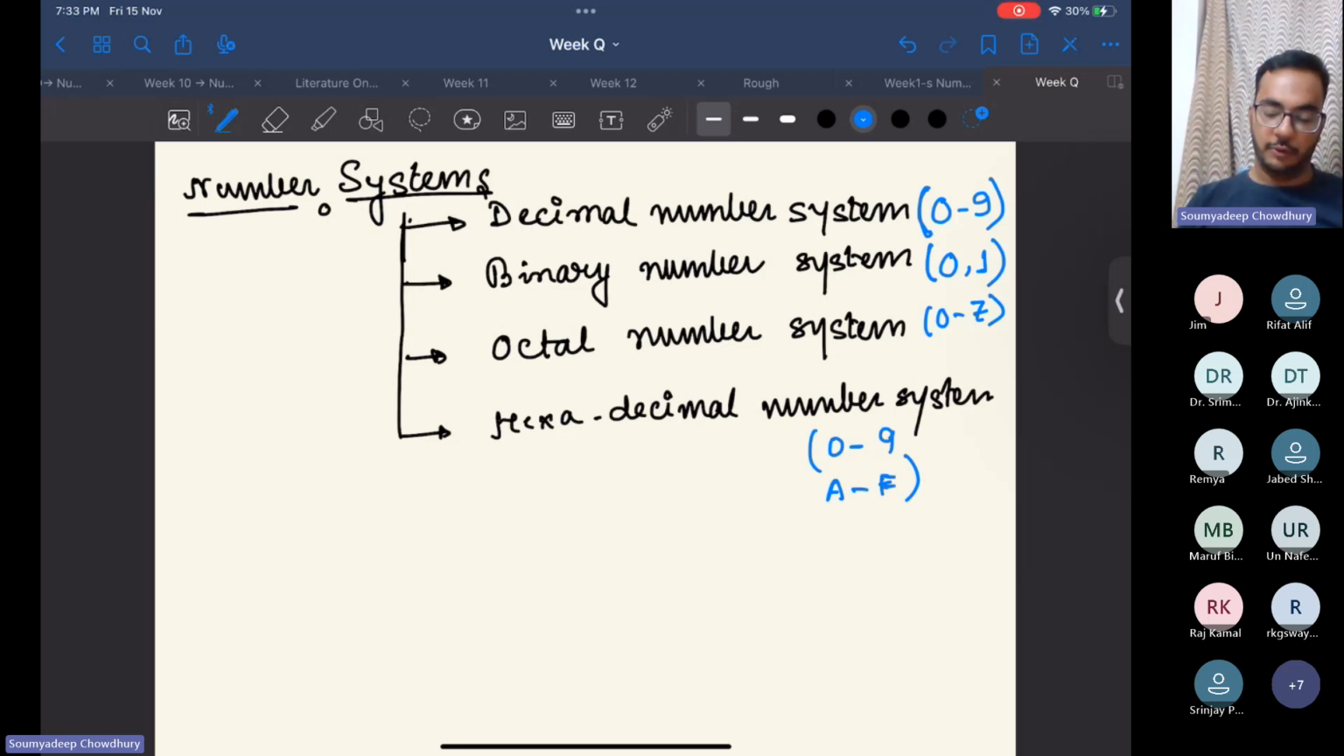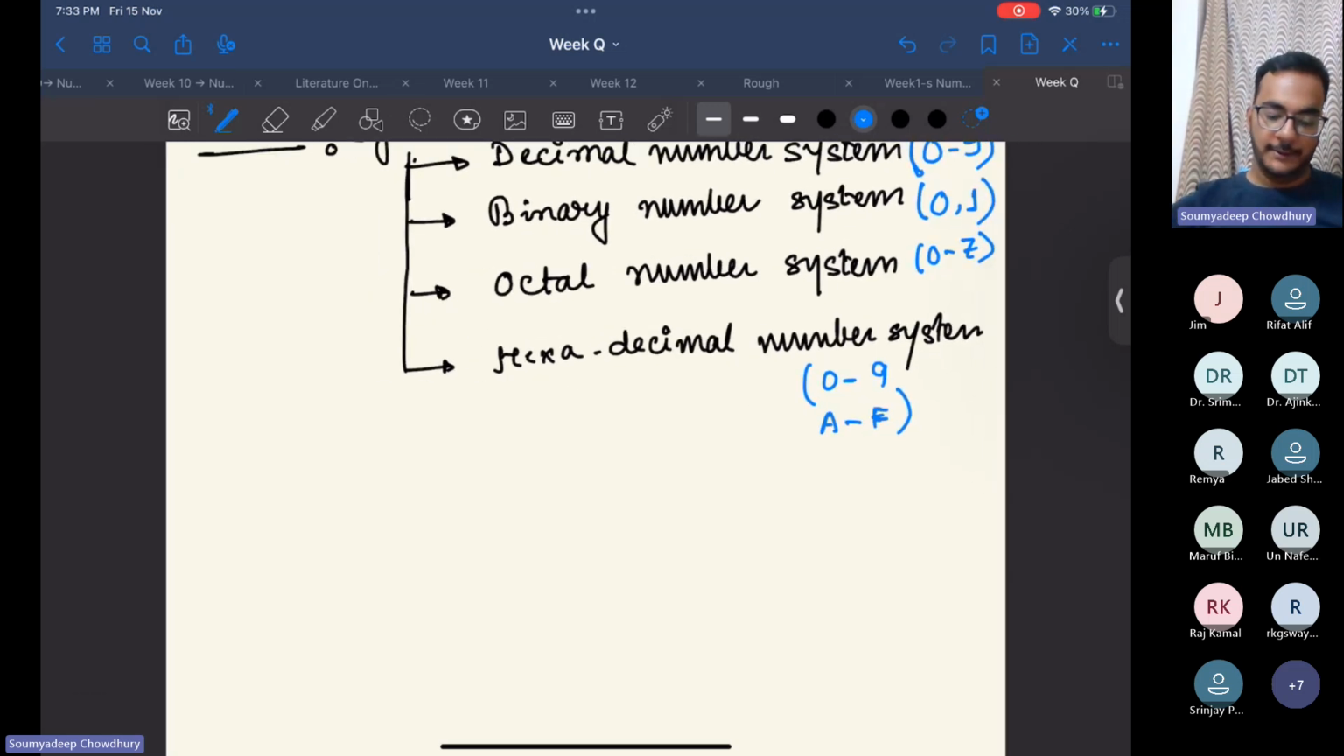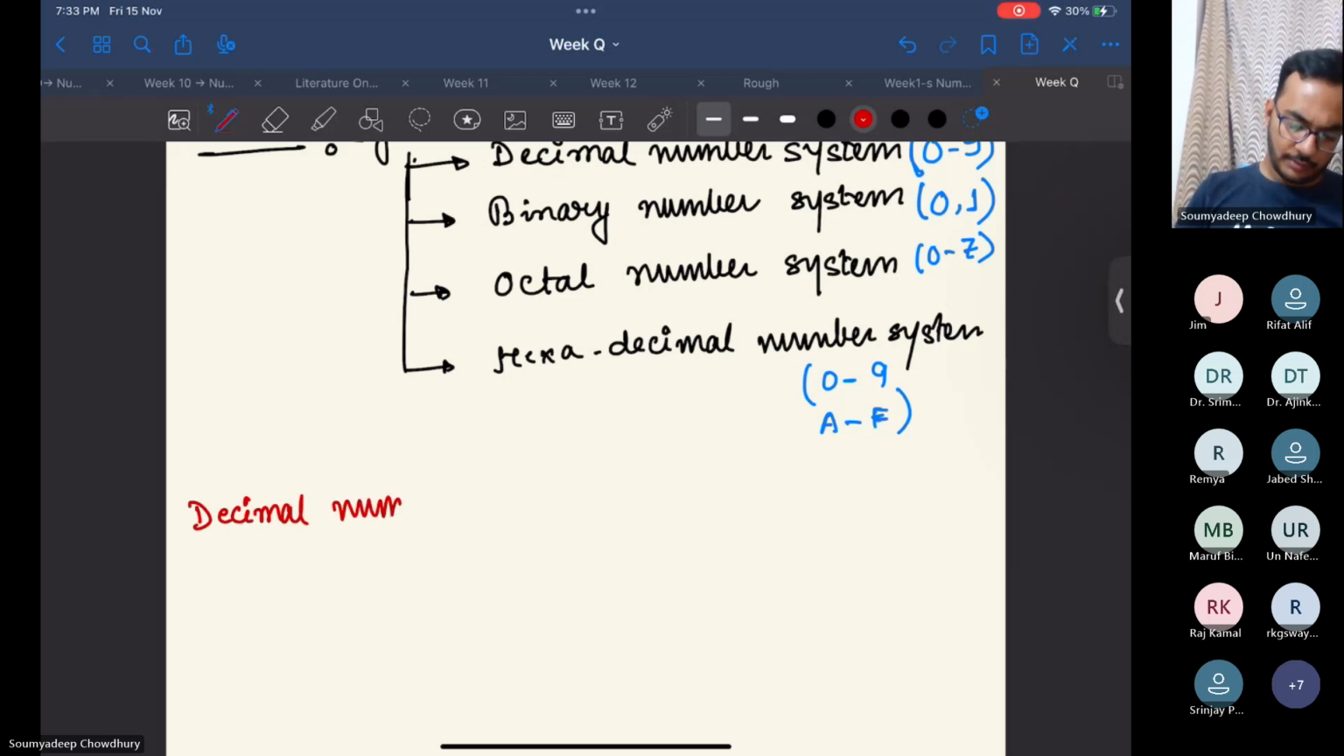I'll mostly be limiting myself to the decimal and binary number systems. Octal and hexadecimal, you can just look into it. First we will learn how to convert a binary number to a decimal number, or rather the opposite one first: how to convert a decimal number to a binary number.